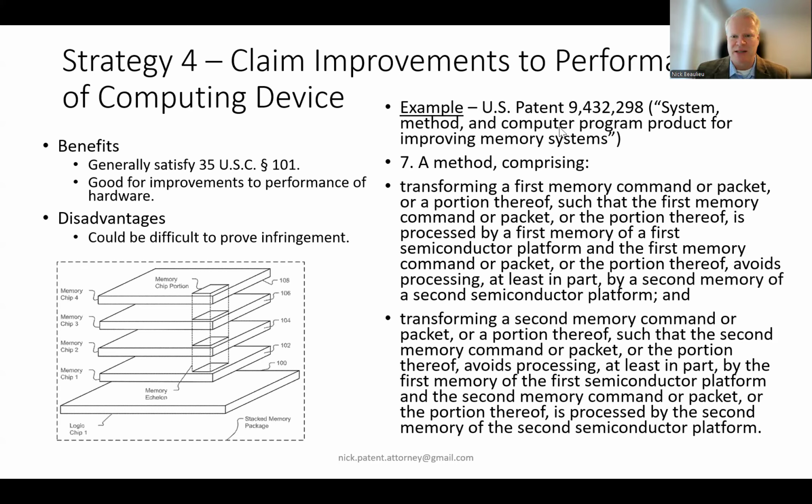So I have an example here. I think this was a memory system. It's US patent 9432298. It says system, method and computer program for improving memory systems. And then I have an example claim 7 from that, where it says transforming a first memory command or packet, then transforming a second memory command. So a lot of times when you just have these transforming steps, the patent office and the courts can view this as just kind of math, an abstract idea where nothing's happening. But if you're improving the performance of a computing device, memory, bandwidth, processing efficiency, that sort of thing, then this is a good strategy to use.